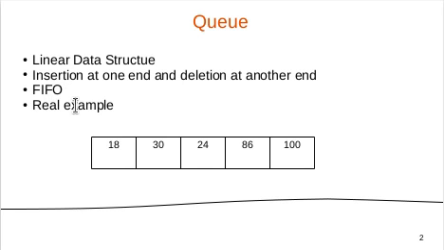A real example we can say is a line or a queue in front of any counter. The man who came first will be served first and can go from the queue. So this is a real example of queue in front of any counter. In this way we can implement this in an array.